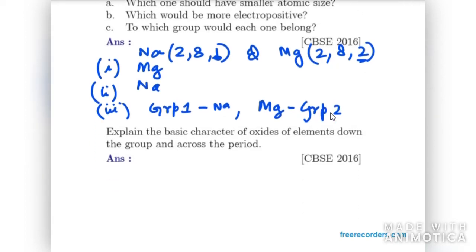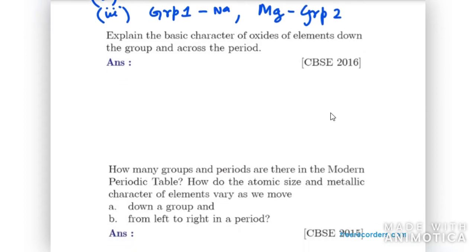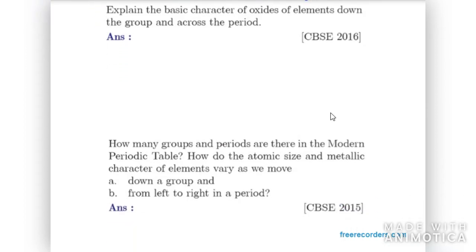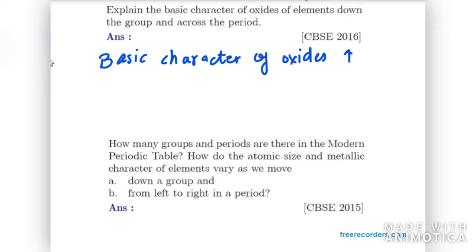Now moving on to question number 2. It says explain the basic characters of oxides of elements down the group and across the period. So basic character of oxides down the group increases. Why? Because metallic character increases.